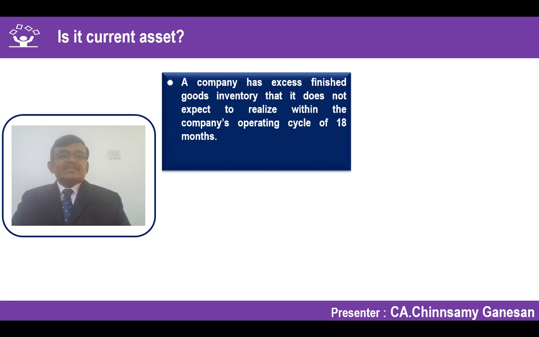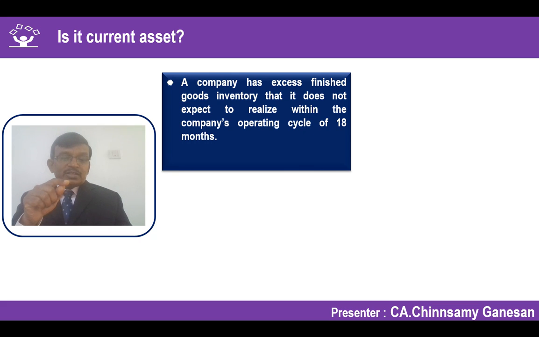A company has excess finished goods, but it's not expecting to sell them within the next 18 months, because what is capable of being sold is already there. There's an excess inventory available. The operating cycle is 18 months. Whether this inventory has to be treated as non-current because the operating cycle is not fulfilled? 12 months is also not fulfilled. Cash and cash equivalent is also not fulfilled. But what we have to see is what is the condition?